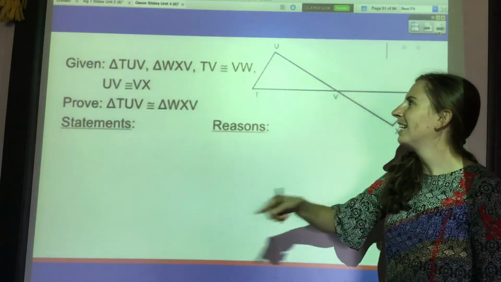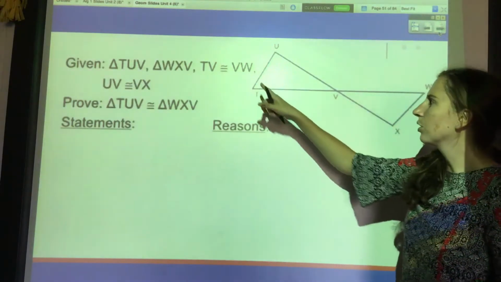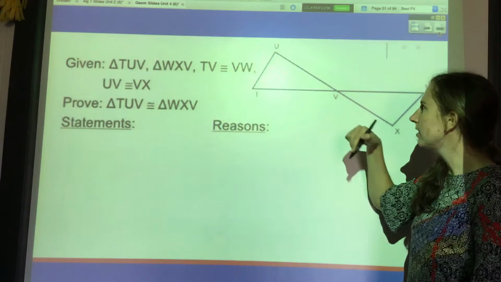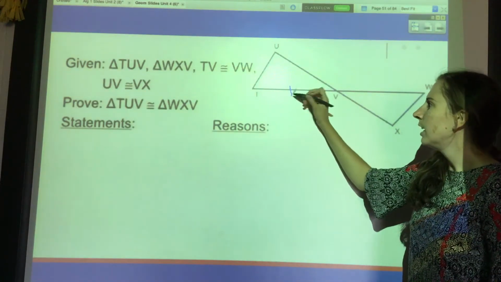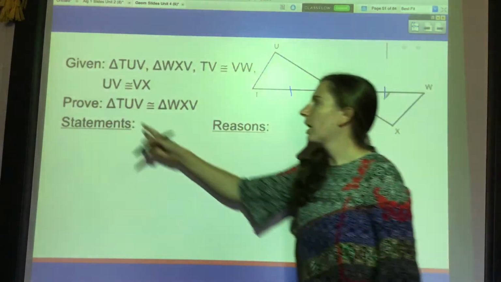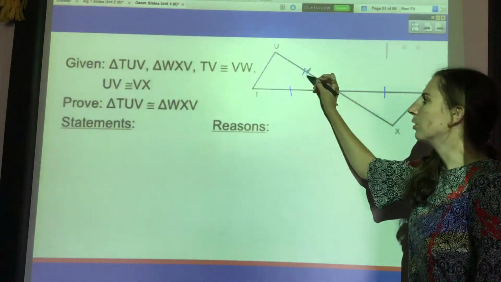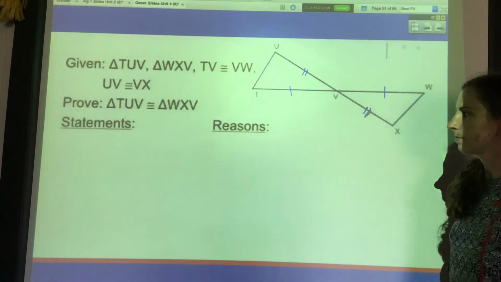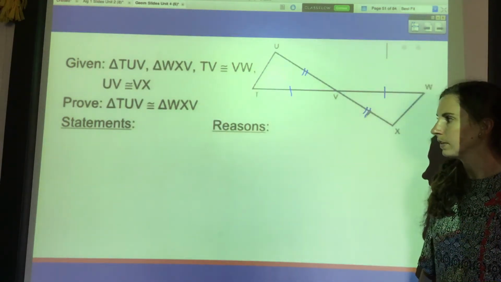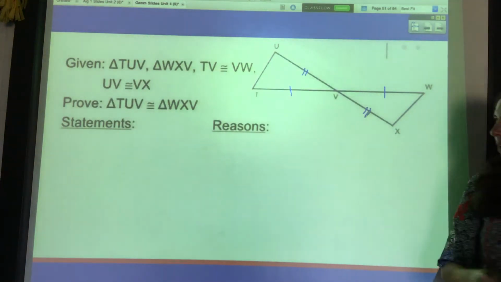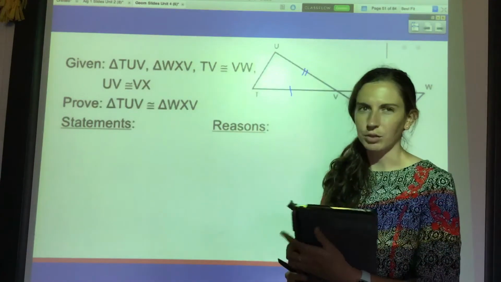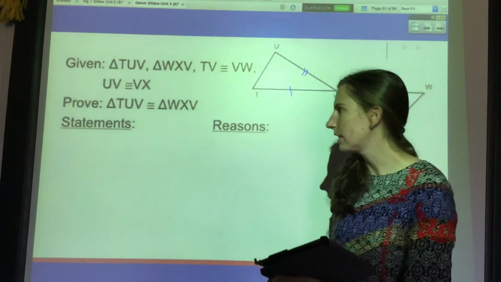Here they are. We're given that TV is congruent to VW. I'll go ahead and mark that on your picture just so you can keep track of this stuff. So TV is congruent to VW. So we got those 2. And we've got UV is congruent to VX. Prove the triangles are congruent. So you would probably want to write all this down as the given as your first line, but since they already have it written for me, I'm not going to write down any of the given stuff.